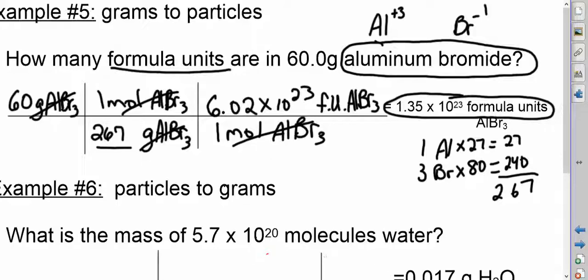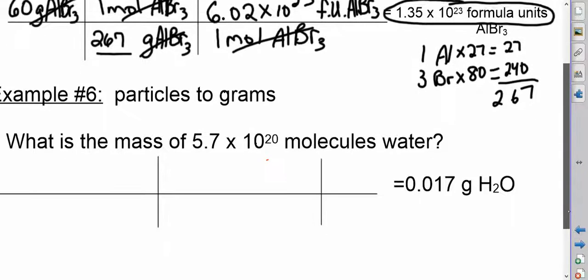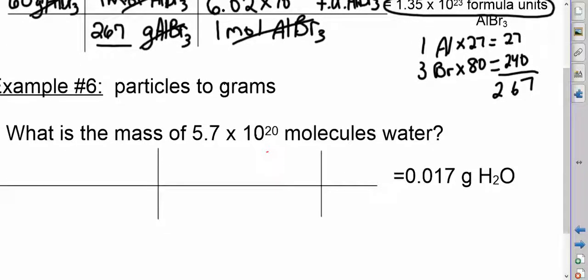First step is always to write down your given. 5.7 times 10 to the 20th molecules of water. The first step, if you're not given moles, is always to go to moles. So I want to put 1 mole here because that's where I want to go.